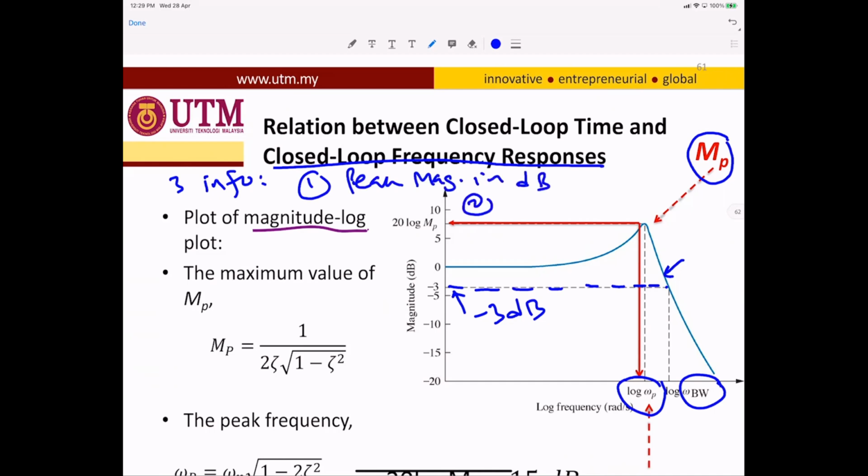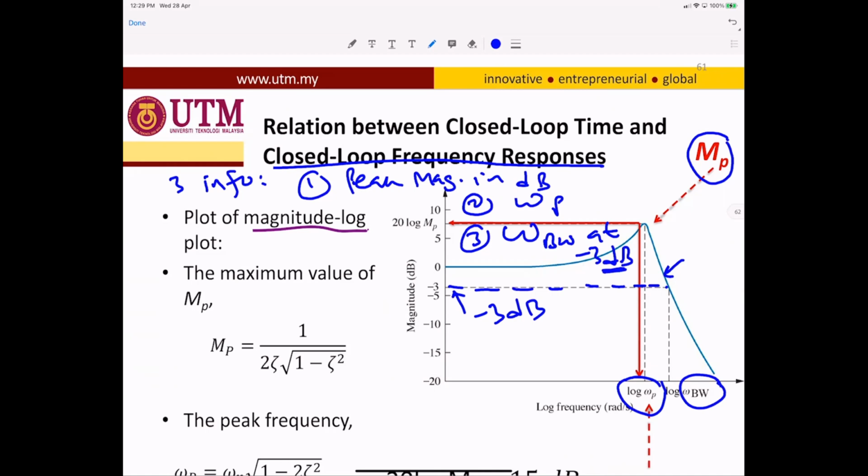Second is the peak frequency. And third is the bandwidth frequency at minus 3 decibel. Can you please remember this? Closed loop frequency response, you will get 3 info. First one is the peak magnitude in decibel. The second one is the peak frequency in radian per second. And the third one is omega bandwidth, the bandwidth frequency in radian per second at minus 3 decibel.